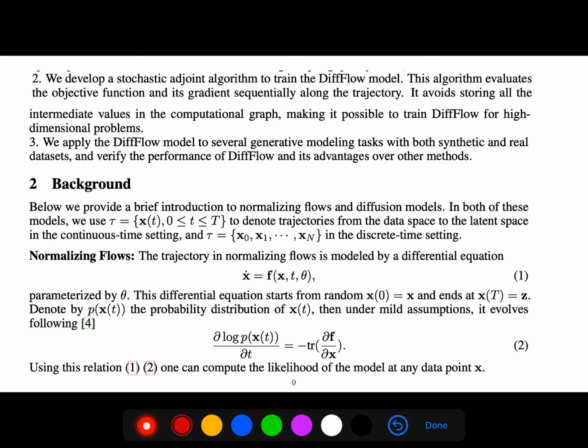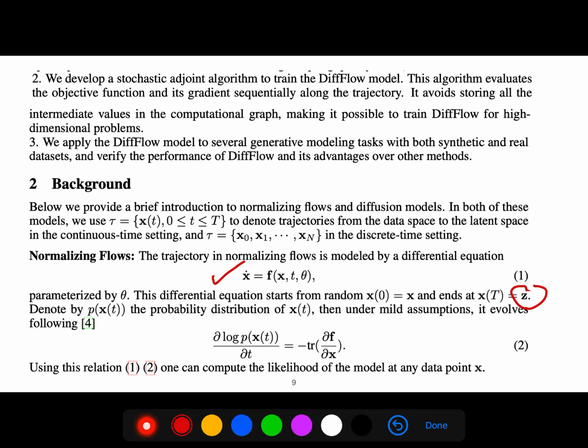So, in normalizing flow, our problem is like a time series, a trajectory. It could be anything. You can use images, time series, graphs, languages. You can use anything for normalizing flow. But let's see the trajectory in normalizing flow: we always model it by a differential equation. You can do it for many benefits. This differential equation starts from random and ends at z.